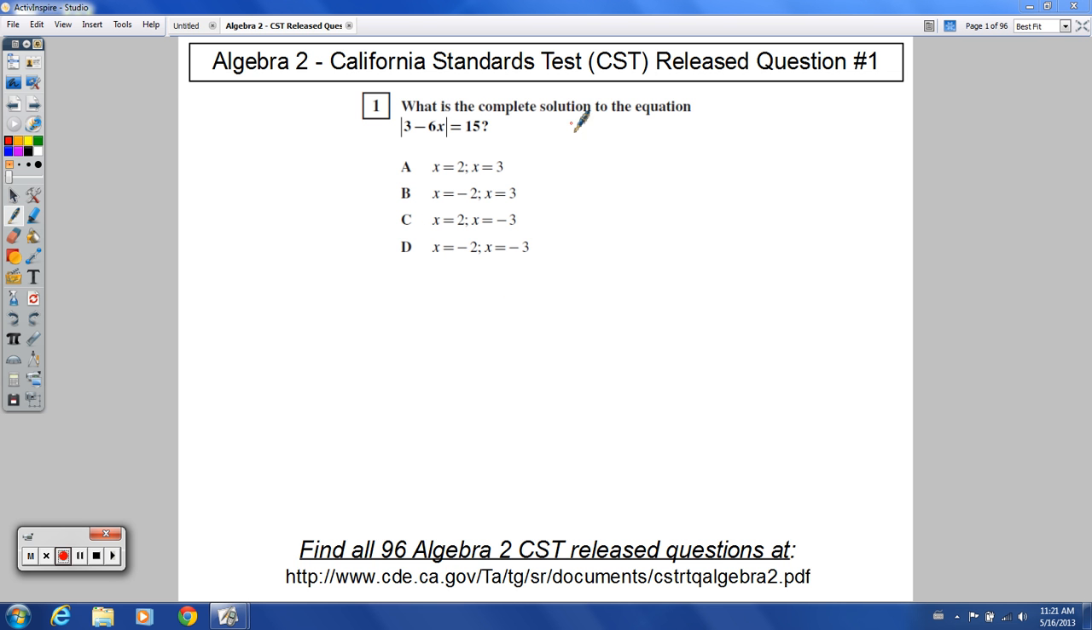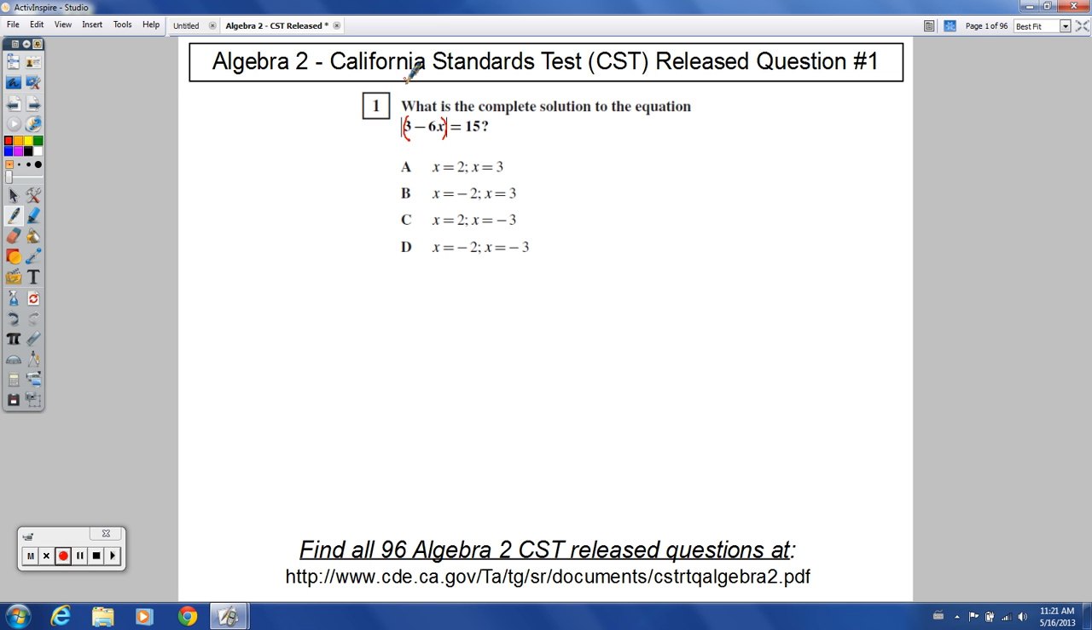It says, what is the complete solution to the equation of the absolute value of 3 minus 6x equals 15? And so I want you to think of absolute value, kind of this piece right here, as a single entity or a single chunk right now. So if the absolute value of whatever this is all together has to equal 15, then either this whole thing all together could equal 15 or the whole thing all together could equal negative 15, because if I take the absolute value of the whole thing being negative 15, it would come out to be positive 15.